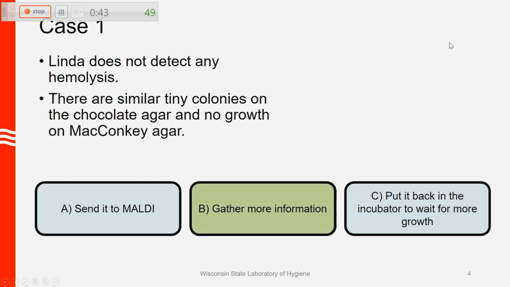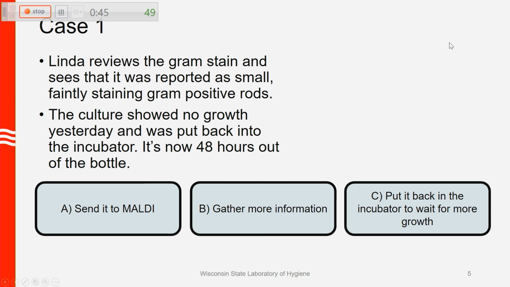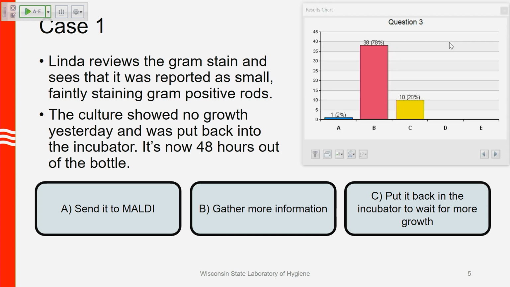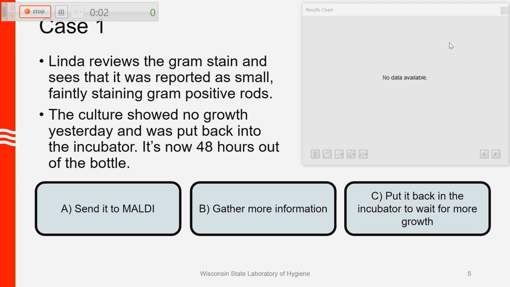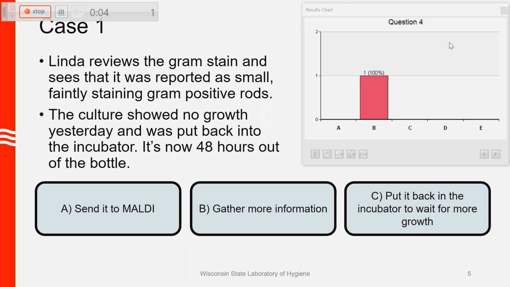Here's the trick. Linda reviews the gram stain and sees that it was reported as small, faintly staining gram-positive rods. The culture showed no growth yesterday and was put back into the incubator and is now 48 hours out of the blood culture bottle. Should she send it to MALDI, gather more information, or put it back in the incubator to wait for more growth?